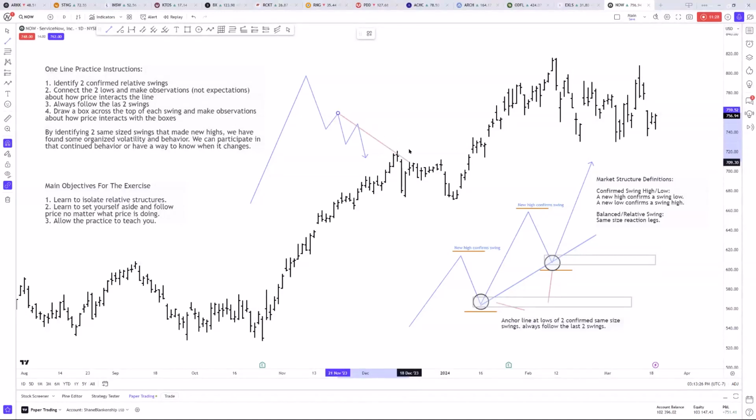So I can draw my line, and this will give me some indication of when this pullback might be over. Now, all pullbacks don't necessarily give you this organized volatility, do they? And so when you do see it organized, they're telling you something. They're saying, hey, we're hitting at about this level. And if you go stop and you don't hit it there and you go through, okay, something has changed.